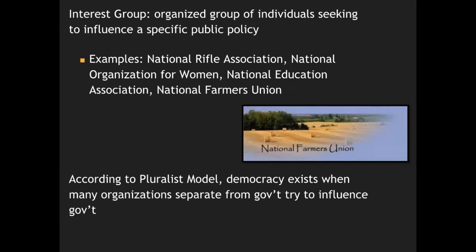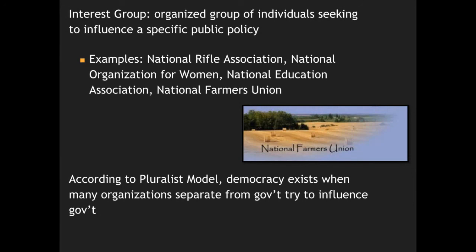Well, we can ask the question, what are some examples of interest groups? An interest group is an organized group of individuals seeking to influence a specific public policy. Interest groups are not concerned about getting people elected. Interest groups are concerned about getting policies passed.